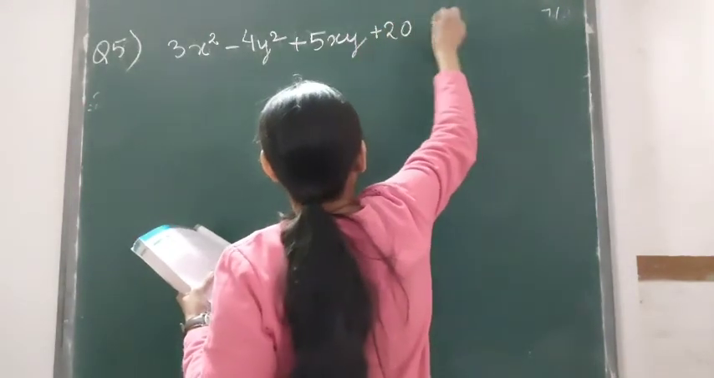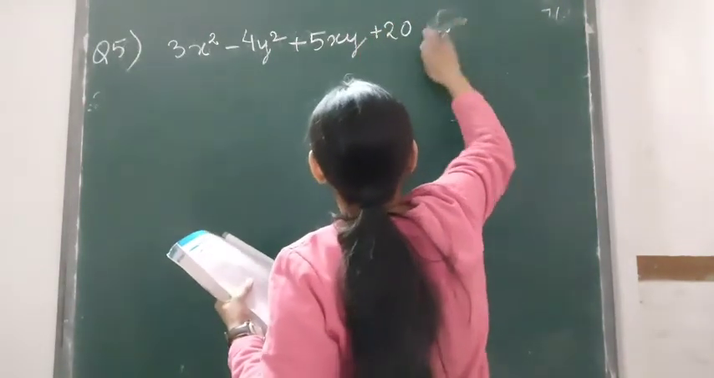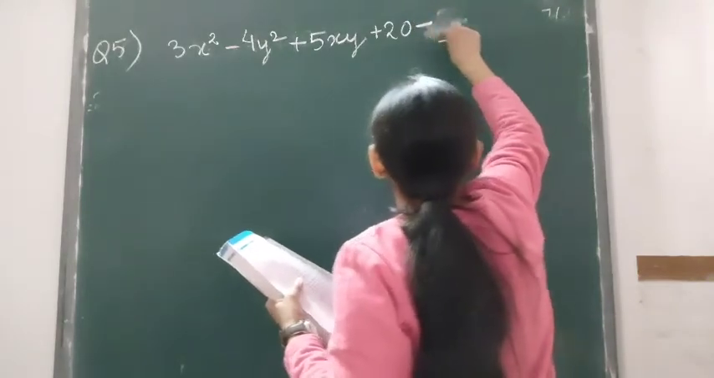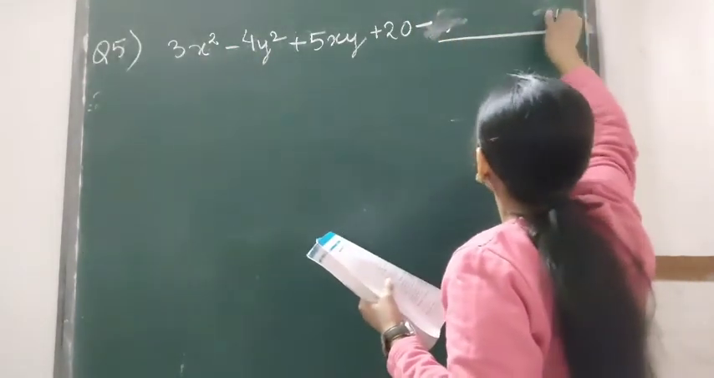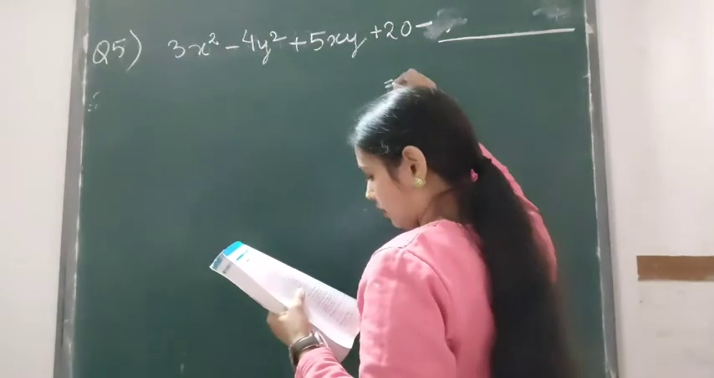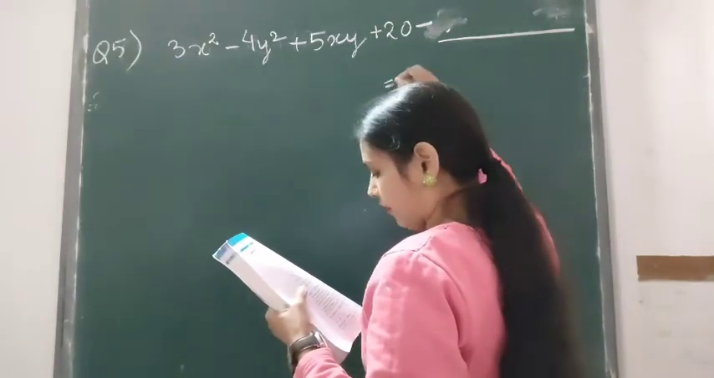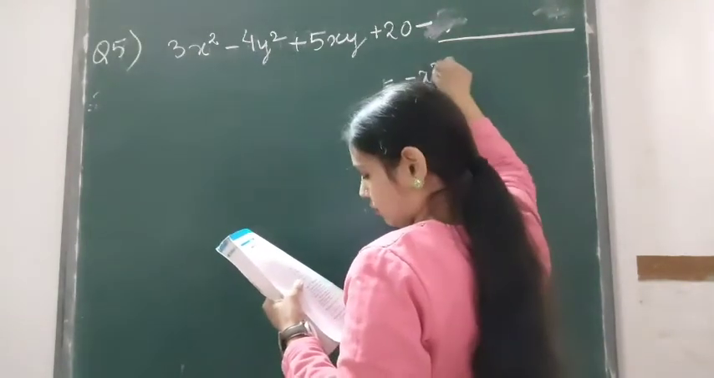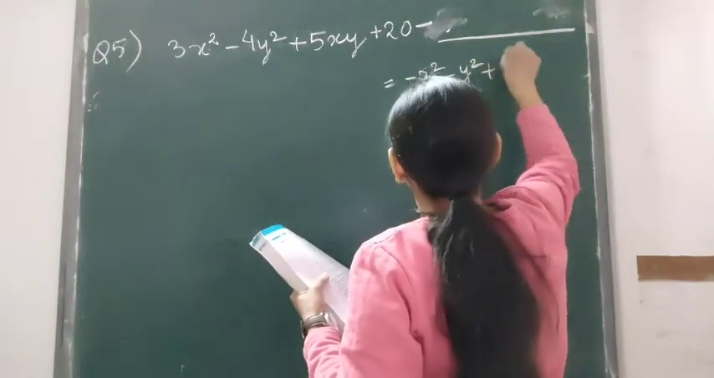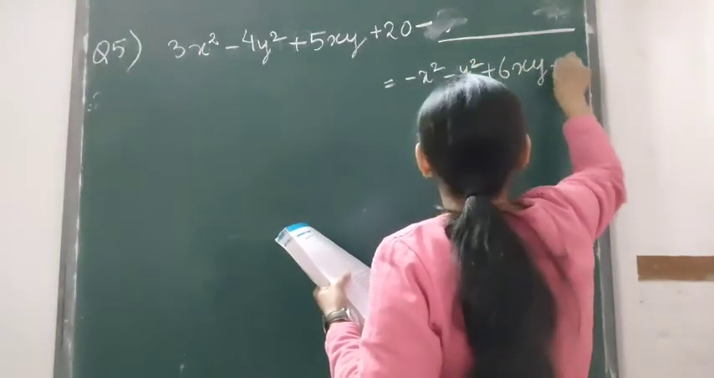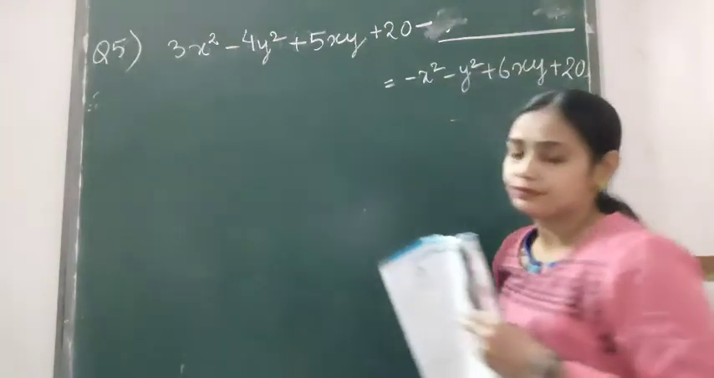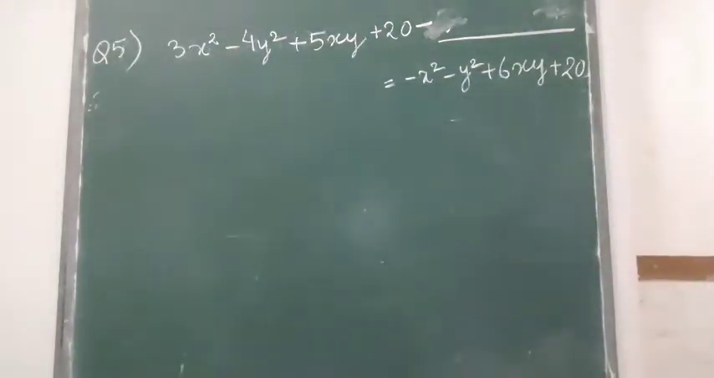square minus 4y square plus 5xy plus 20, to get, what should you subtract from this number so that your answer is x square minus y square plus 6xy plus 20. So again, we take the example of the chocolates. The chocolates given by mother, chocolates given by friend, total chocolates.